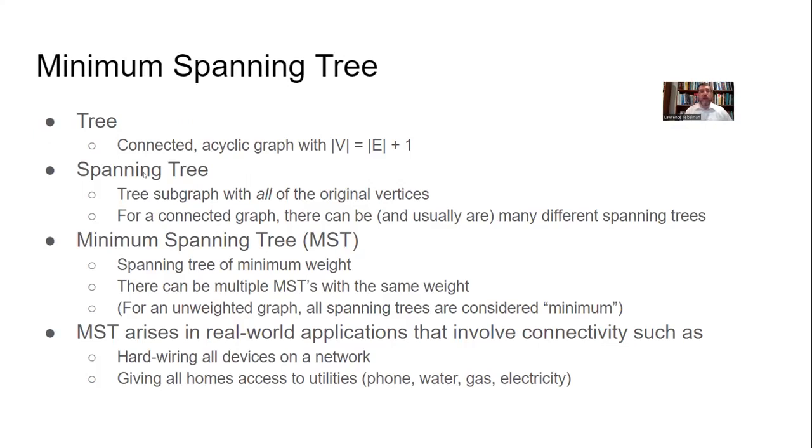The spanning tree says, make sure that I have all the original vertices, but only keep as many edges as I need to ensure connectivity, right? So that will be a tree. And then a minimum spanning tree says, take all the different spanning trees that are there and give me the one with the lowest cost.